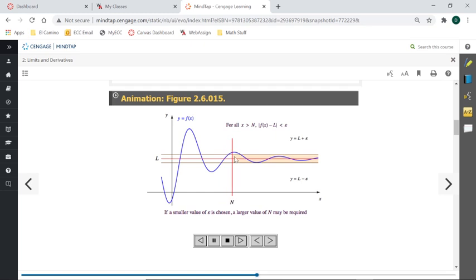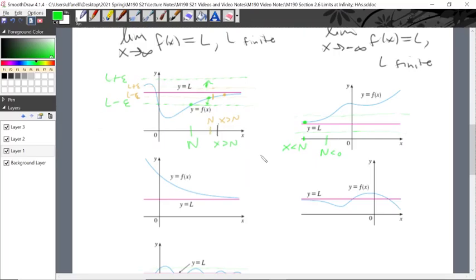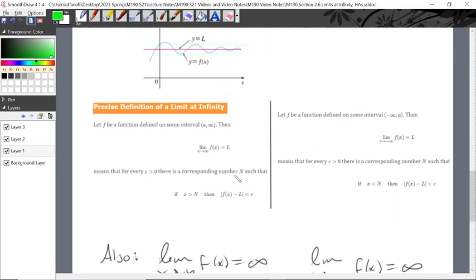We have to update n all the way until we know that for any value of x that is beyond that n, the resulting value of y from the function is contained between this floor and this ceiling. So the geometry here is helping us to see how the precise definition actually makes sense here. Okay, so we have our symbolic precise definition backed up by our analytical geometry.